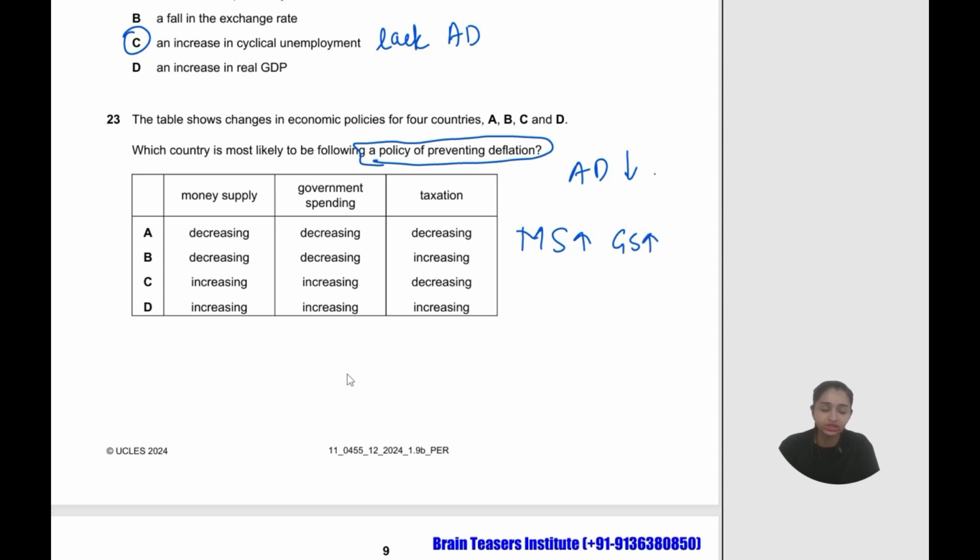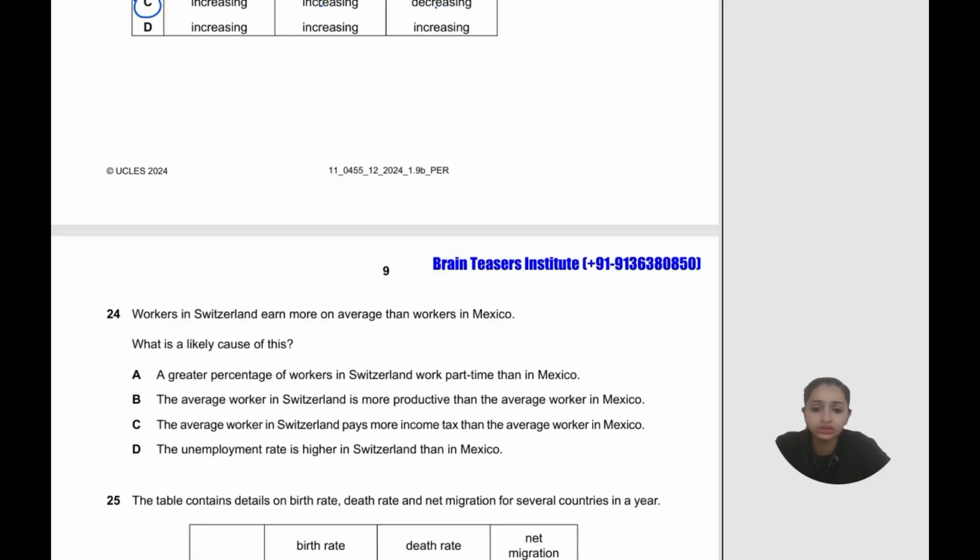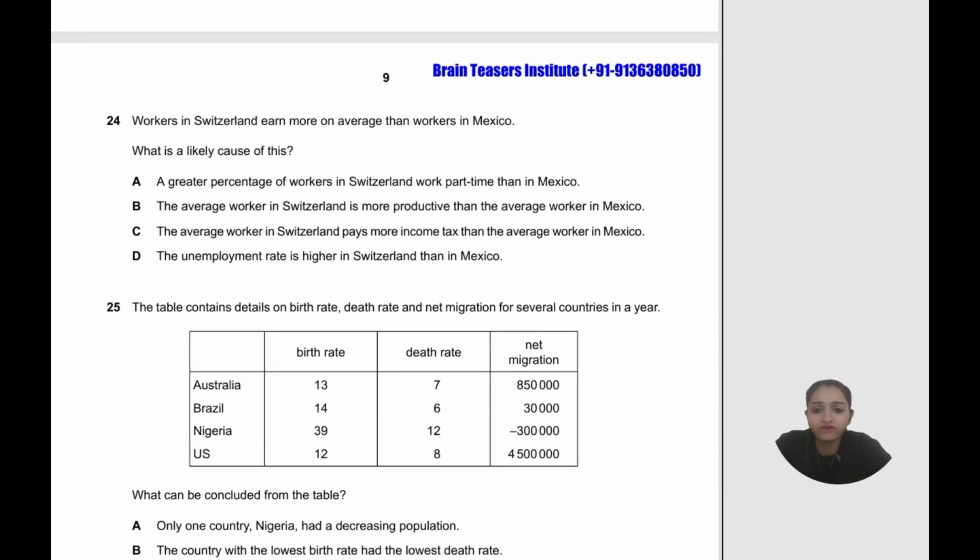And taxation actually removes money from the economy. The government doesn't want that. Government wants people to spend more in the economy, right? So taxation should decline, the tax rate should decrease. So let's look at this combination. Money supply increasing and taxation decreasing is point C. So we'll mark that. Next question, 24th.